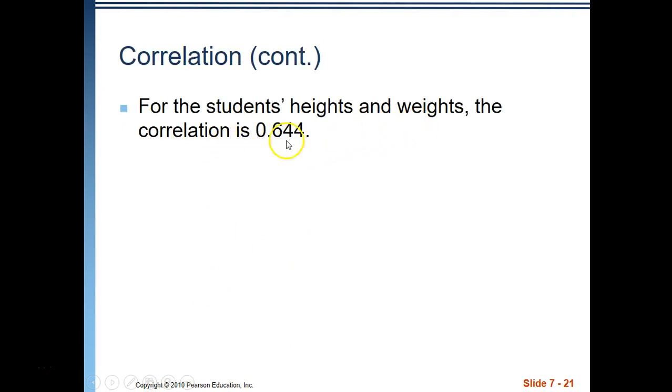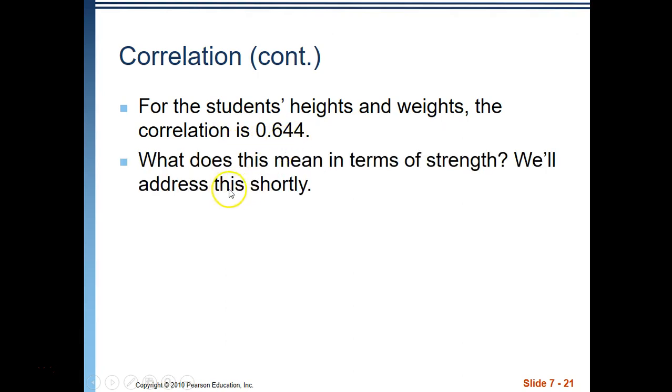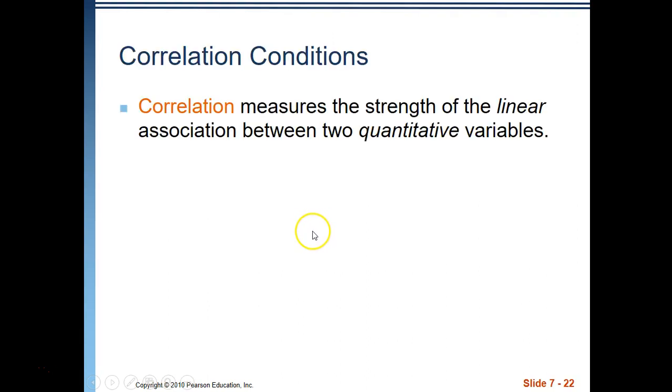For the students' heights and weights, for what we just saw, the correlation is 0.644. Well, what does this mean in terms of strength, right? Well, I'll get to that again. We already hit on this before, but we'll get to that. The idea here is what we're going to hit on with correlation.